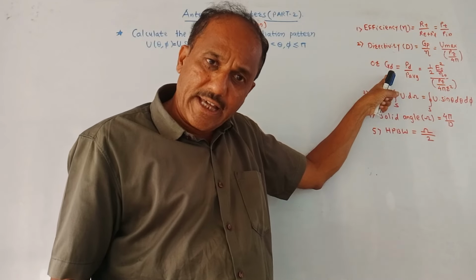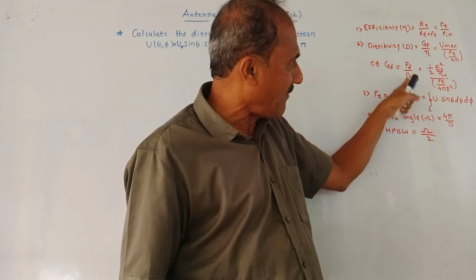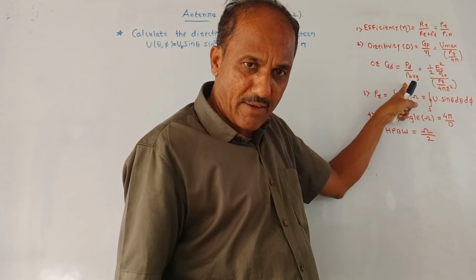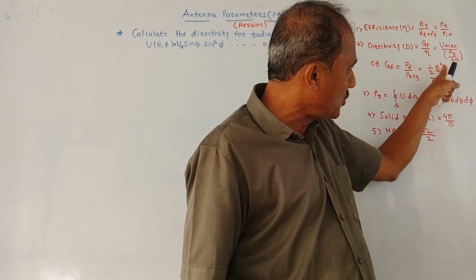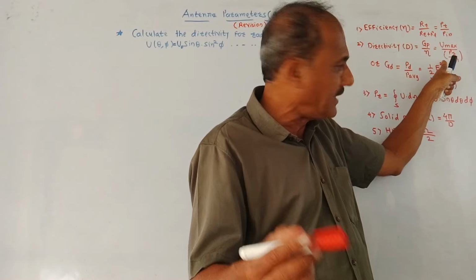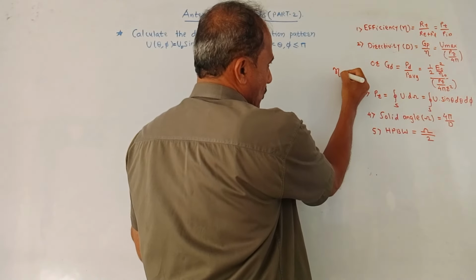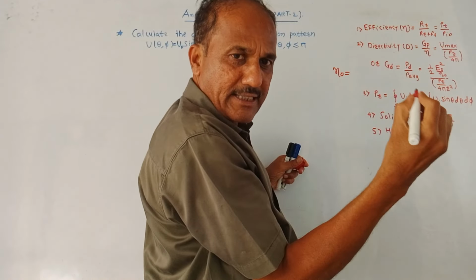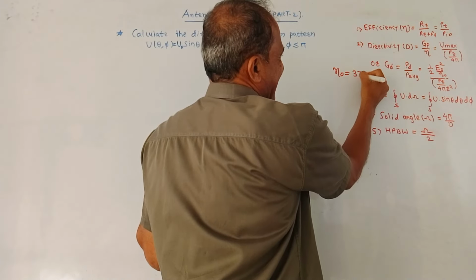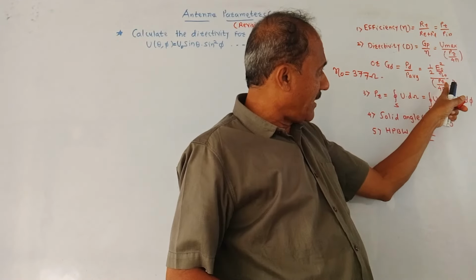Directivity is also called directive gain, which is denoted by GD. It is PD upon P average. PD is dissipated power, P average is average power. Dissipated power is given by 1/2 E0 square, where E0 is electric field intensity, upon eta 0. This term eta 0 is the intrinsic impedance of free space, and this is a standard value which is 377 ohm, divided by PR.